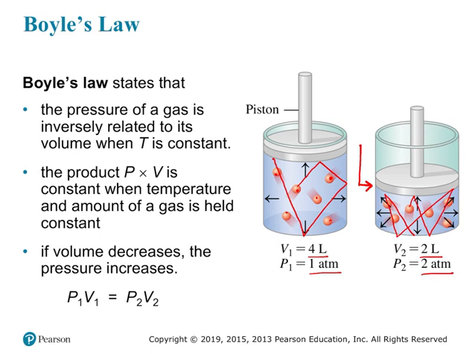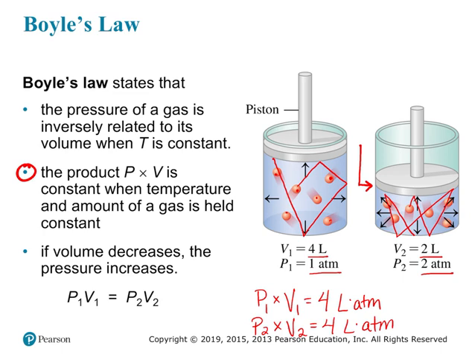What's also interesting here is if we multiply the pressure and volume for the initial condition, we get 4 liters times atmospheres. If we do the same thing with our second condition, we have 2 times 2, which is also 4 liters times atmospheres. So what this tells us is that the product of pressure times volume is constant when temperature and amount of gas is held constant.